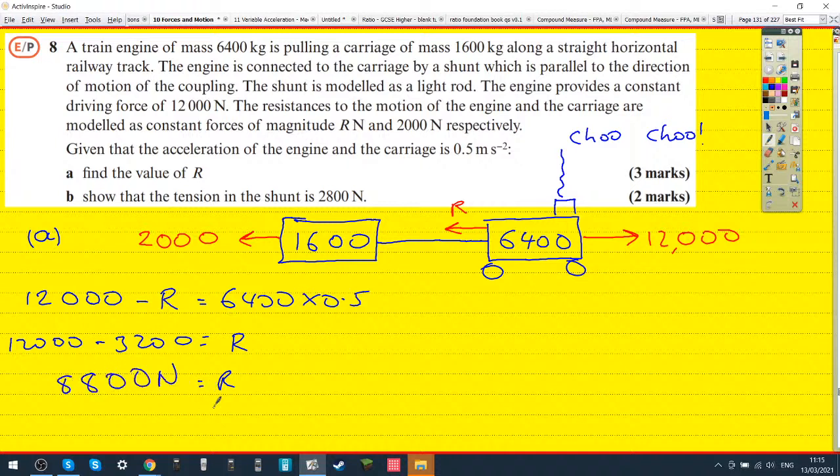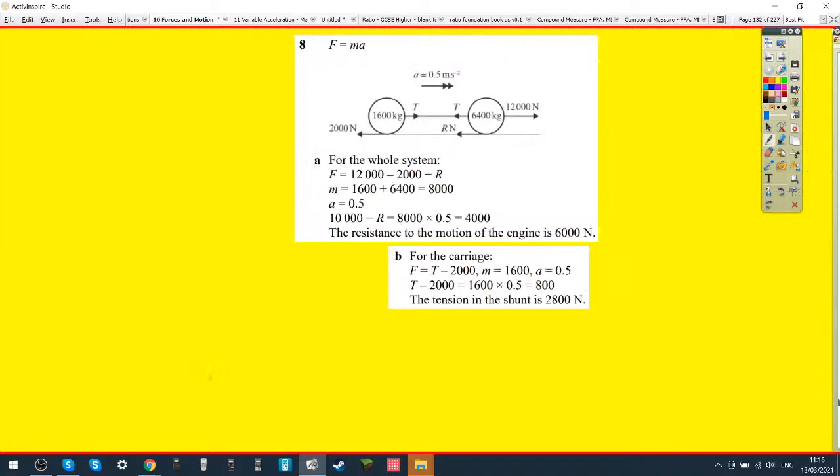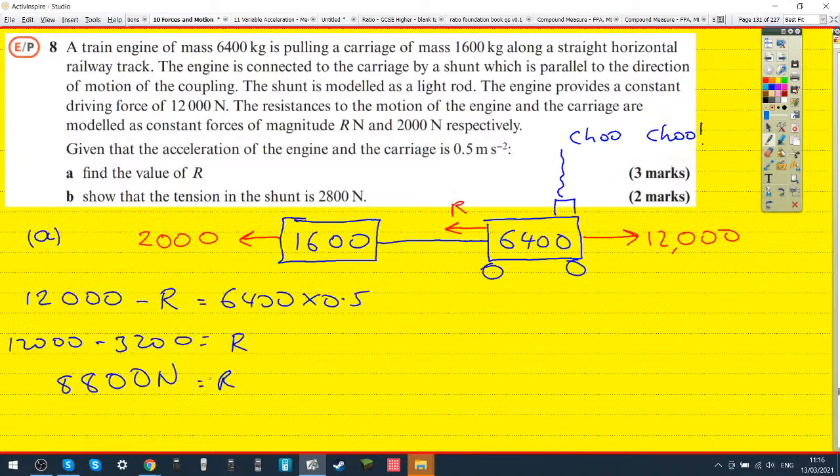Sure hope so. 8,800. No. Let's see. Felt weird. What's wrong here? So the train is 6,400. It's pulling a car 1,600. Let me see.